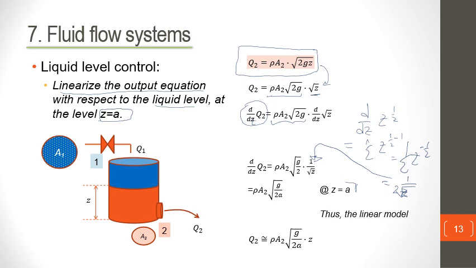But our linearization has to happen so that Z is equal to A, which means our proportionality constant is going to be obtained by substituting A for Z. So the dQ2/dZ is going to be equal to rho times A2 times the square root of G, divided by 2 root A. Now it therefore means that the linear part of the model would be equal to this proportionality constant which we have just derived times Z. That should be the linear approximation of the model.